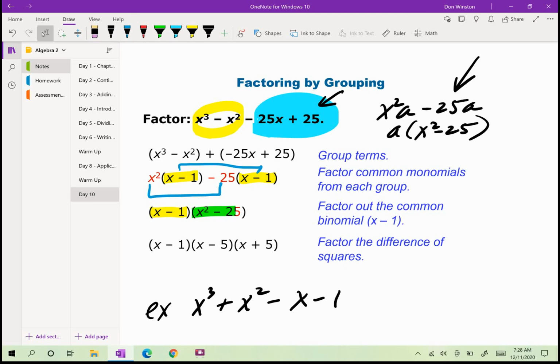We're not done factoring because now here, this x squared minus 25, I see I have a difference of squares. So completely factored, x cubed minus x squared minus 25x plus 25 will give me factors of x minus 1 times x minus 5 times x plus 5. You'll recognize that as a third degree polynomial, and then you'll be able to find the zeros of each factor: 1, 5, and negative 5. So this is where we're going with this. Factoring by grouping is going to help us find zeros of higher degree polynomials, other than degree 2.